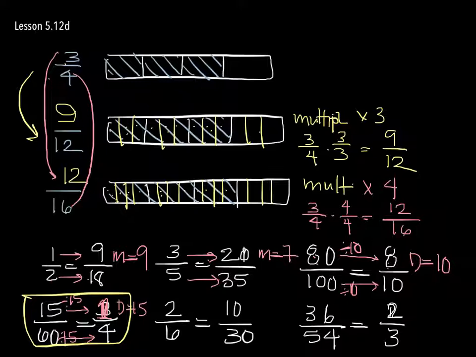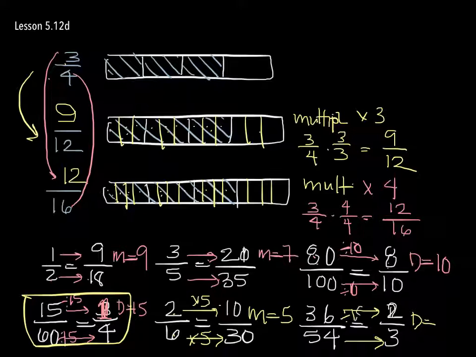Okay, now let's look at our next one. How do we get from 2 to 10, 6 to 30? Well, our numbers increased, so it's a multiplier. What do we multiply? Well, 2 times 5 is 10. Is 6 times 5 30? Yes, it is. So my multiplier is equal to 5. And finally, the last problem, 36 down to 2, 54 down to 3. Multiplier or divisor? Hopefully you know that it's a divisor because our number got smaller. What did we divide by? Well, 36 divided by 18 is 2, and 54 divided by 18 is 3, so my divisor is 18.